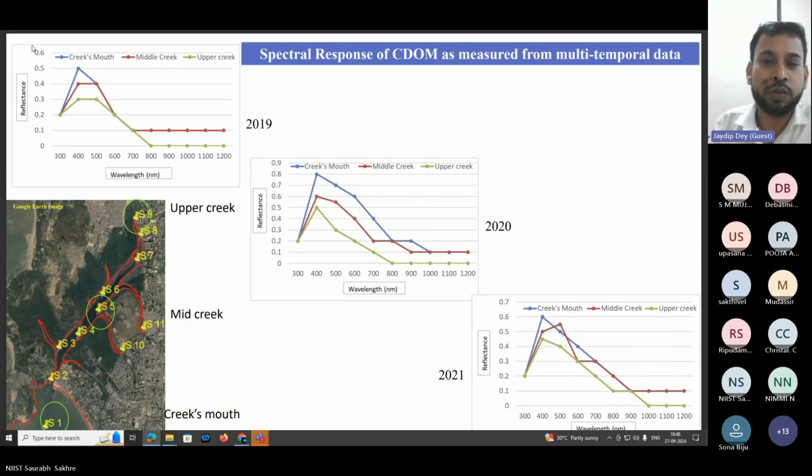So similarly, this is the spectral signature card for CDOM. Here you can see the spectral range is different. Here it is from 400 to 500, which is blue to red of the electromagnetic spectrum. And I have confirmed this study for another different season also.